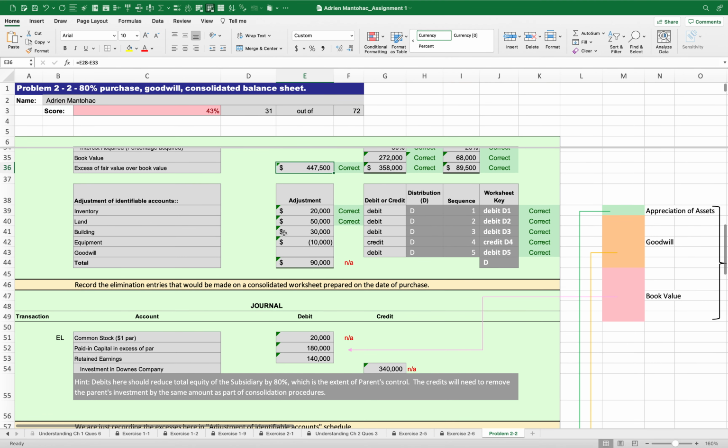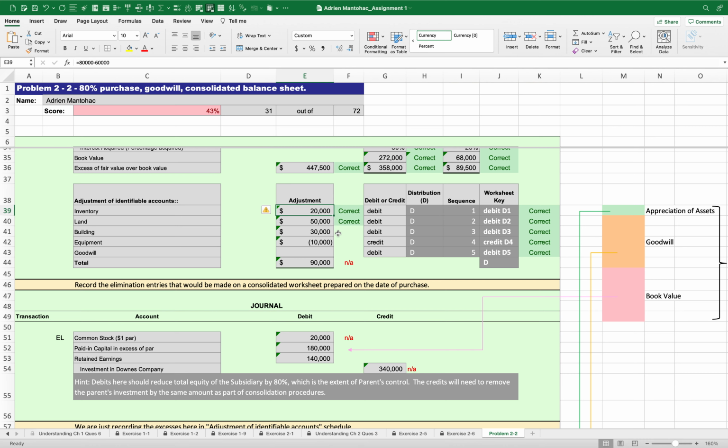447,500, right? We're trying to identify what comprises those items there. So we can see right away that inventory was valued at 60,000 previously, and now we've given them a value of 80,000, an increase of 20,000, right? That 447,500 thus was in excess because 20,000 of that was attributed to inventory.